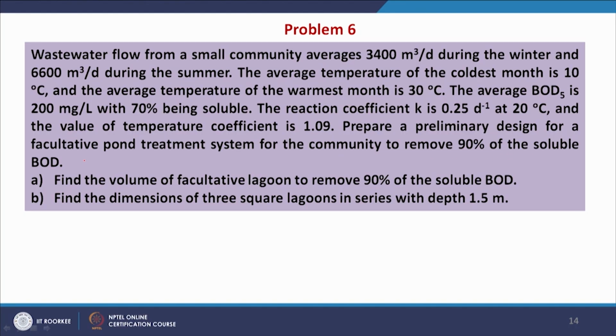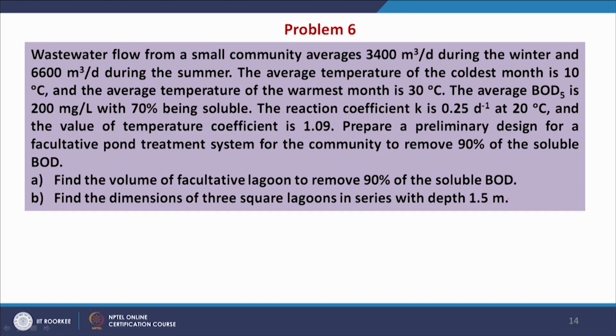We have to make some preliminary design, and we have to find the volume of the facultative lagoon to remove 90% of the soluble BOD, and find the dimensions of 3 square lagoons in series with depth 1.5 meter. So, two parts: the first part is to calculate the volume of the facultative lagoon, and the second part is to calculate the dimensions of the 3 square lagoons in series with depth 1.5 meter.